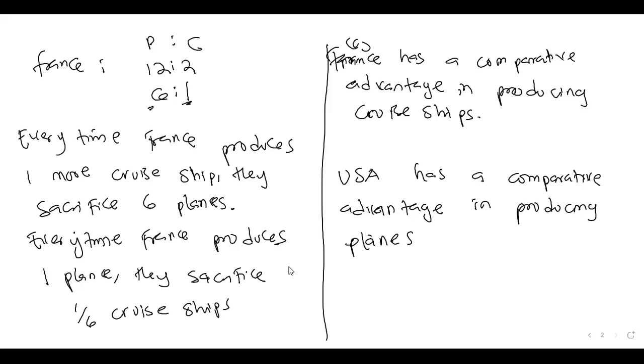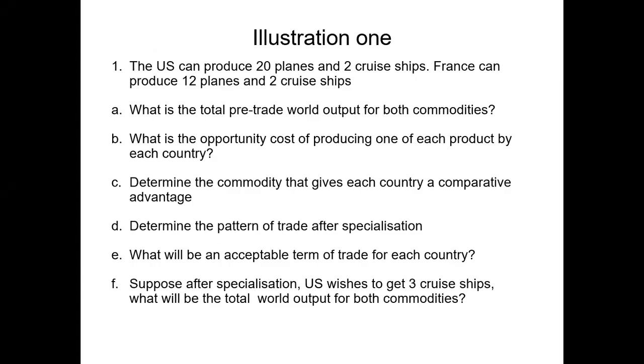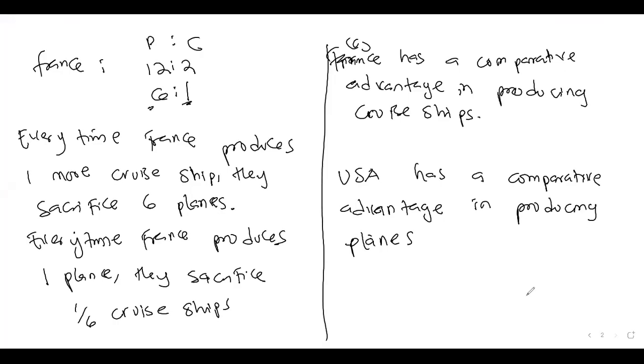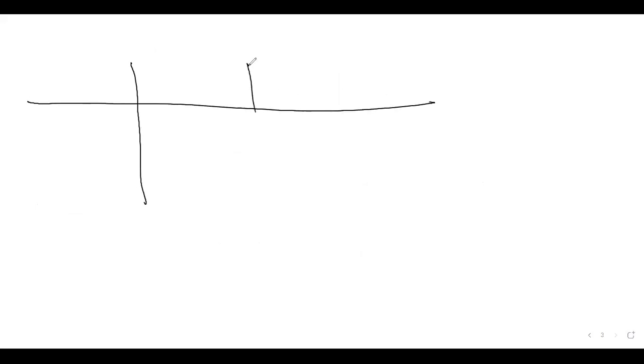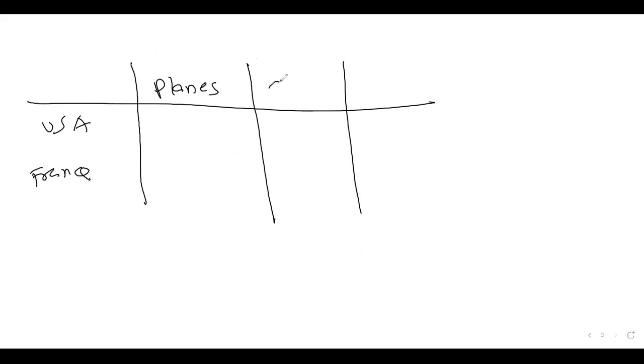Then, going back to the question, it says determine the pattern of trade after specialization. Now remember that France is specializing in cruise ships and US is specializing in aeroplanes. So if all of them specialize, this is what is going to happen. We have USA and we have France, and we have planes and we have cruise ships.